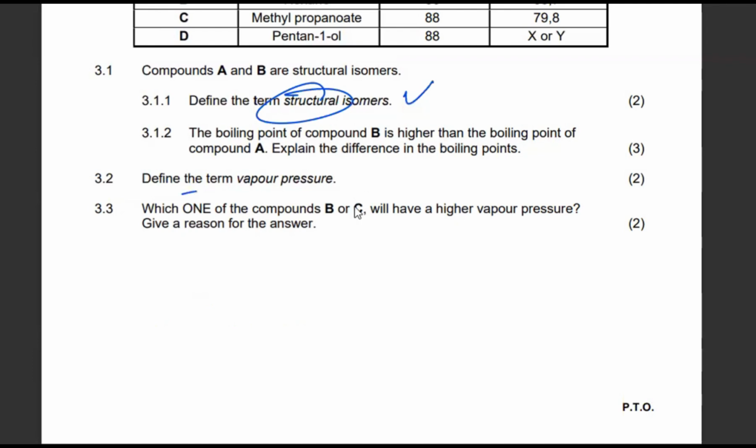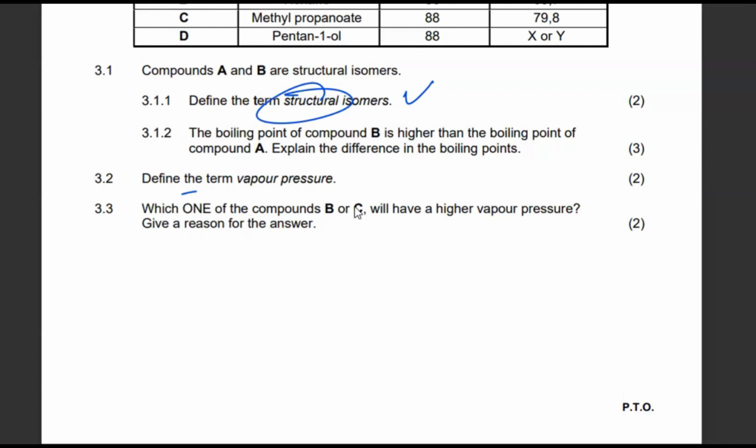So 2.3, define the term vapor pressure. Vapor pressure is the pressure exerted by the vapor. The word at equilibrium with its liquid is a marking point. If you don't have it, you get 0. It is a pressure exerted by the vapor at equilibrium in a closed system, because the system must be closed.